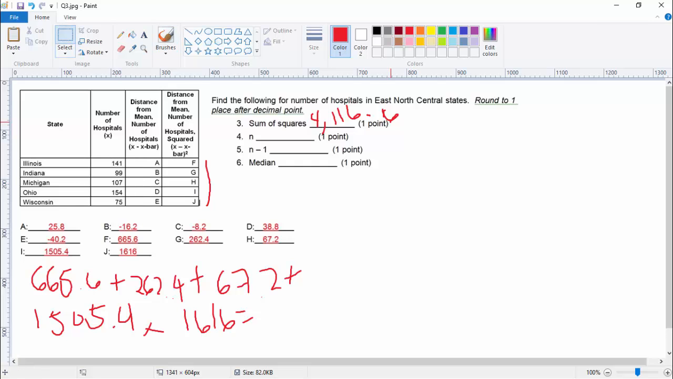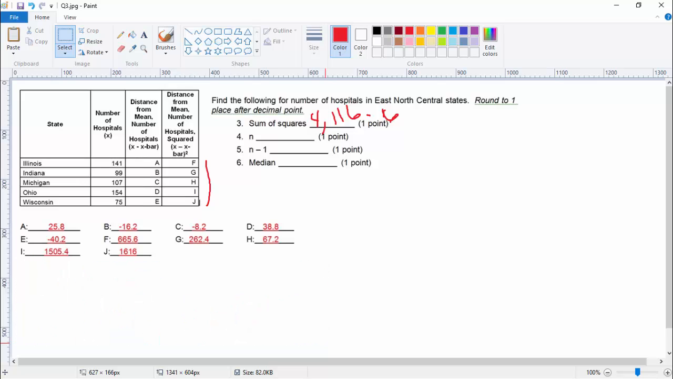Okay, so this is messy, so we're going to get rid of this. But you see how I did that, right? So now we're going to go back and try to answer these other ones. So what is n?